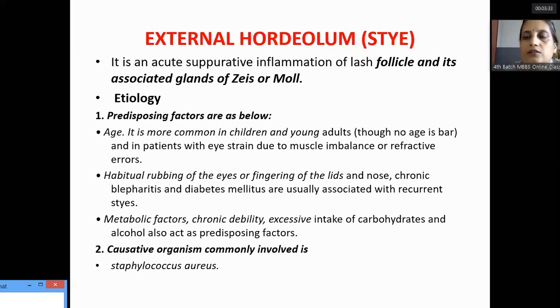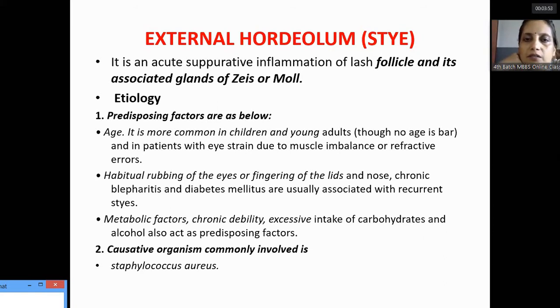So you will see around the follicles there is a pus point, and also there are signs of inflammation. You know what the signs of inflammation are. So it is an acute suppurative inflammation.